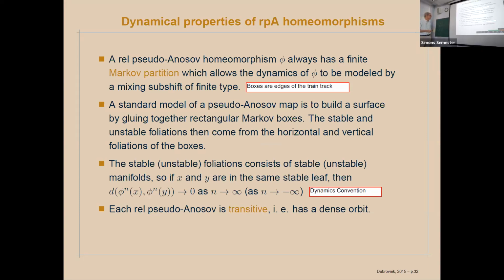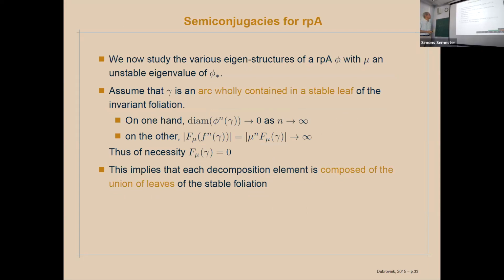If you're in the same stable leaf, then your distance goes to 0 as n goes to infinity. This is not correct. This is the other loop. They're transitive.